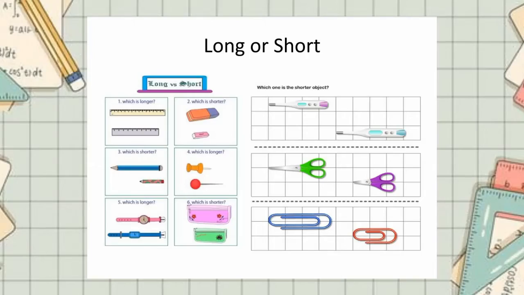Another activity is we can use pictures. Point out long and short items in books when you see them. Try to use pictures with a big difference in size between the long and the short one, so it is really obvious which one is which.